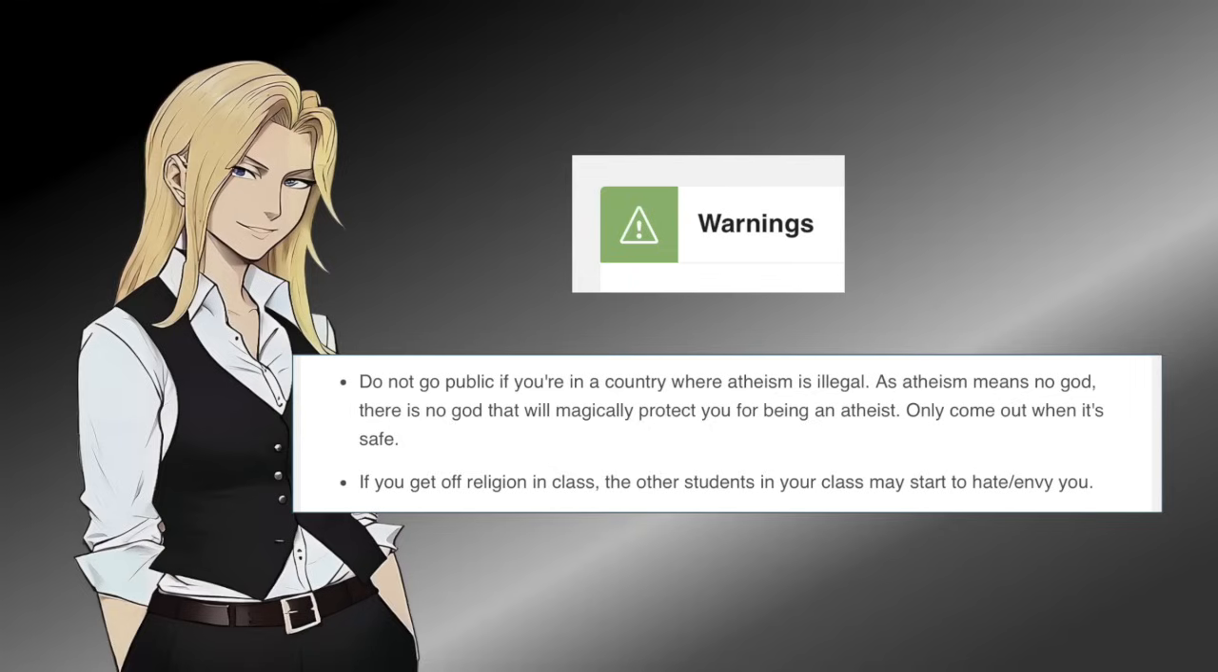And the next one, if you get off religion in class, the other students in your class may start to hate or envy you. If you get off religion in class, maybe if you start talking about religion, I'm not sure if I've understood this correctly. I have the impression that if the other students understand your point of view because you're talking about religion, they might hate or envy you. Yeah, and that's a possibility. It's kind of the same point we just made before.